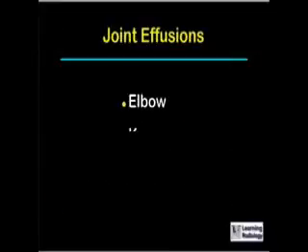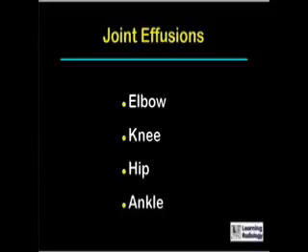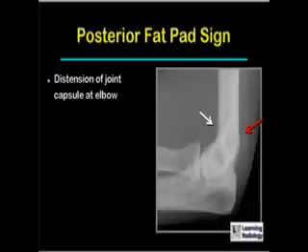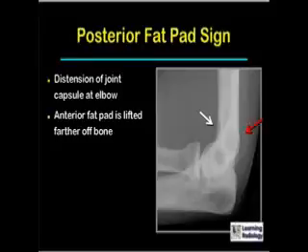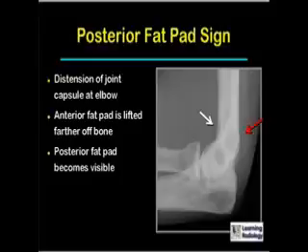The joint effusions that we're going to discuss are those about the elbow, the knee, the hip, and the ankle. Probably the most famous of all of the fat planes is the posterior fat pad sign that's seen at the elbow. It is due to distension of the joint capsule at the elbow. This is fluid that collects intracapsular but extrasynovially. The anterior fat pad, which is normally present, is lifted up so that it is almost 90 degrees sometimes, perpendicular to the anterior aspect of the distal humerus. The posterior fat pad, which is invisible normally, will become visible with distension of the joint capsule.